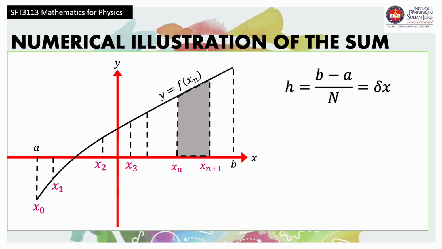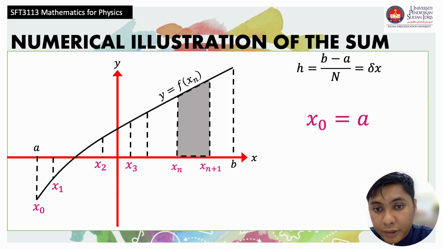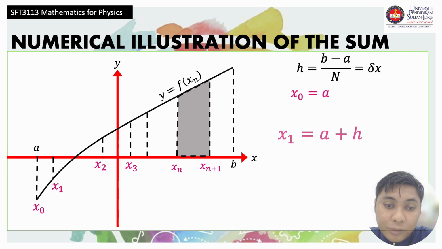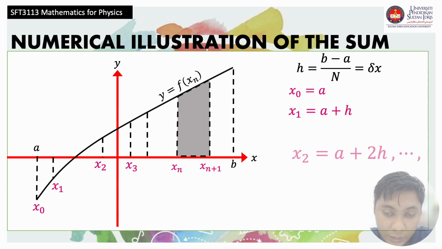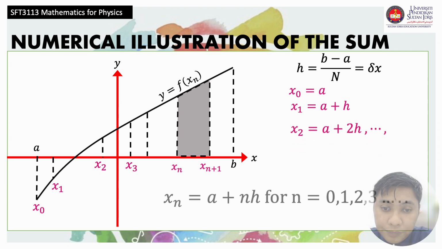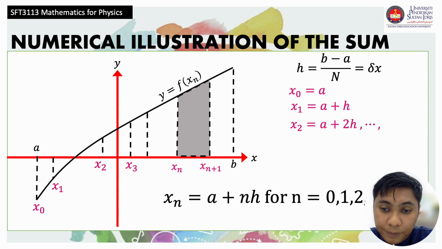For x naught, x naught is equal to a. We know that the point x naught is equal to a. Then x1 is equal to a plus h, and x2 is a plus 2h. So we can see the pattern here.